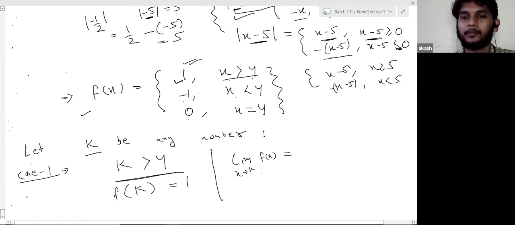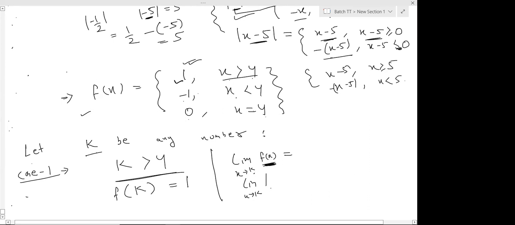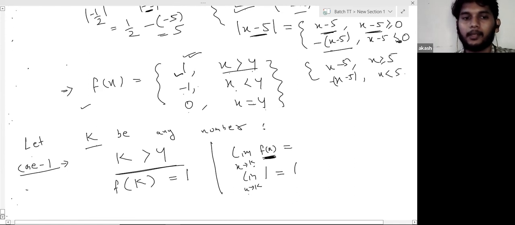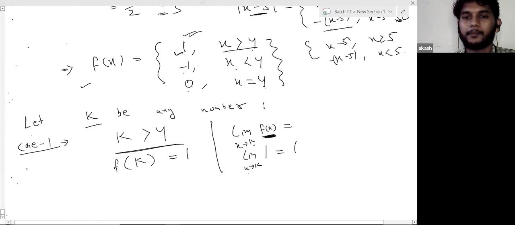Who can tell me? See, this is limit x tending to k. What is f of x when k is more than 4? 1. So 1 is independent of x. So the limiting value will be 1 only. Yes or no, everyone?